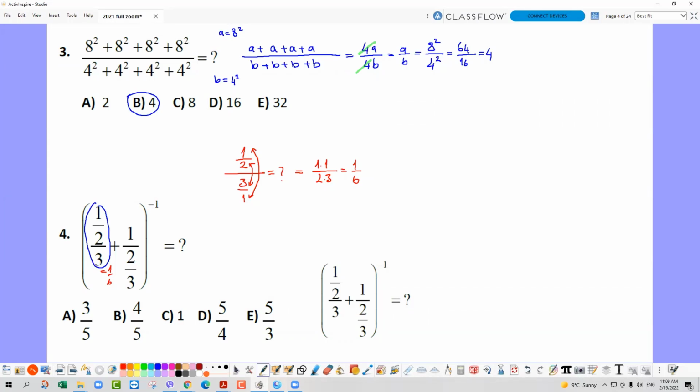Okay, let me continue. Here, the second one, 1 over 2 over 3. So here 1 is an integer, but every integer, if you divide by 1, can be written as a fraction. So 1 over 1 divided by 2 over 3.